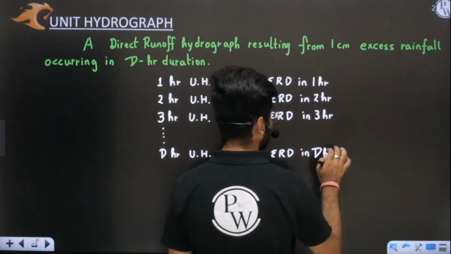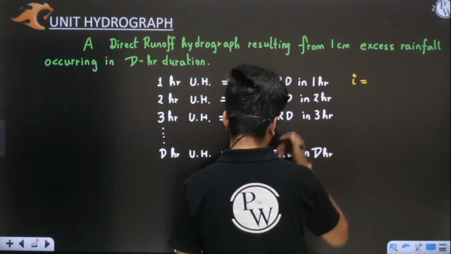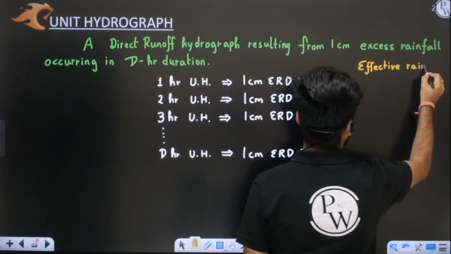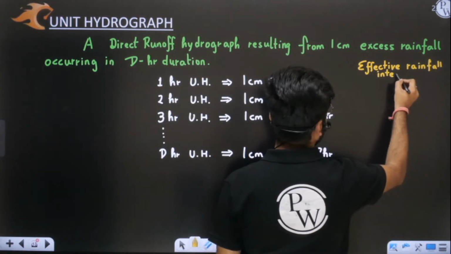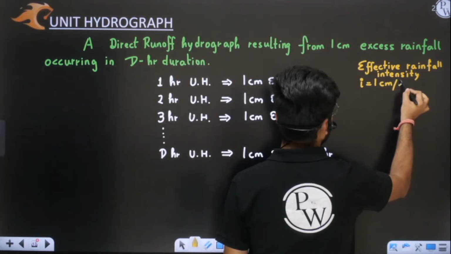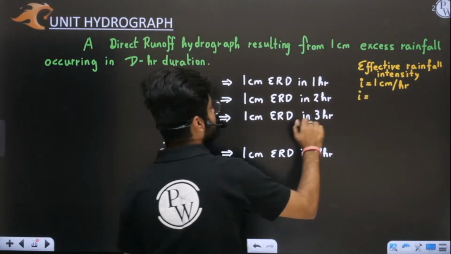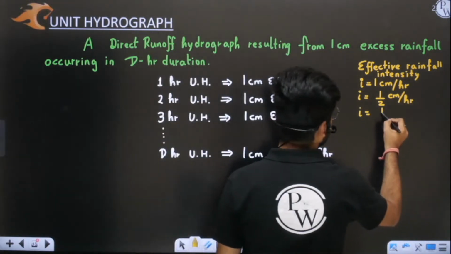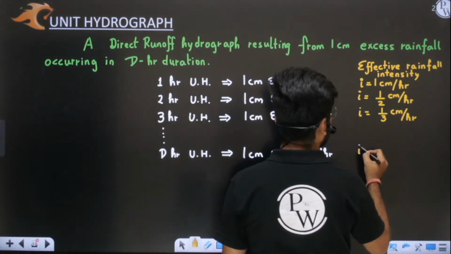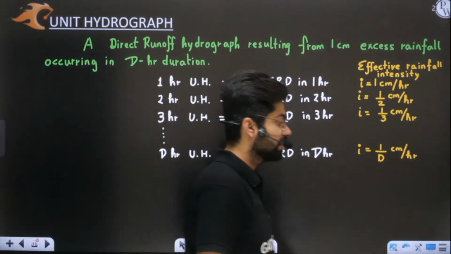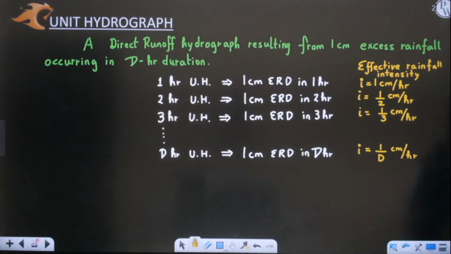Here, what will the intensity be? If you want to write effective rainfall intensity, how will you write it? See, 1 centimeter in 1 hour, so it will be 1 centimeter per hour. Here it will be depth upon duration, so 1 by 2 centimeter per hour. Here it will be 1 centimeter in 3 hour, so effective rainfall intensity will be 1 by 3. Effective rainfall intensity here will be 1 by D centimeter per hour, that is 1 centimeter in D hours. So that will be your effective rainfall intensity. Okay, so this is your unit hydrograph. I hope unit hydrograph is clear to you.